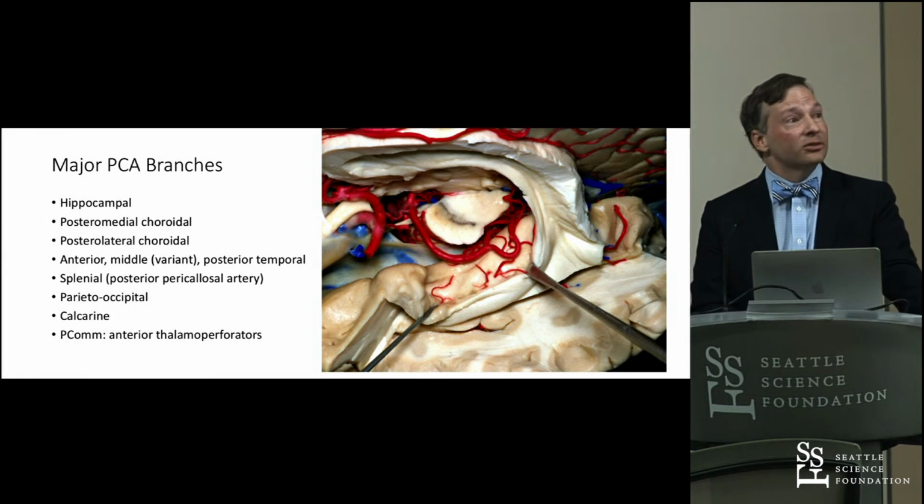Major PCA branches: hippocampal, as I mentioned to you, the choroidal branches, the temporal branches with the middle posterior temporal being a variant, and the splenial artery, which I'll just alert you, a lot of people in the literature also call the posterior pericallosal, so you see both of those terms. And then the more well-known cortical branches: parietal occipital, calcarine, and if we throw in the PCOM there, then the anterior thalamoperforators.